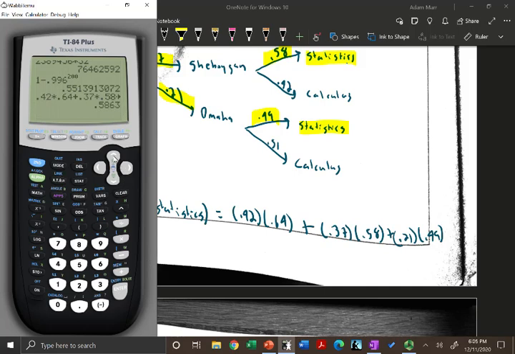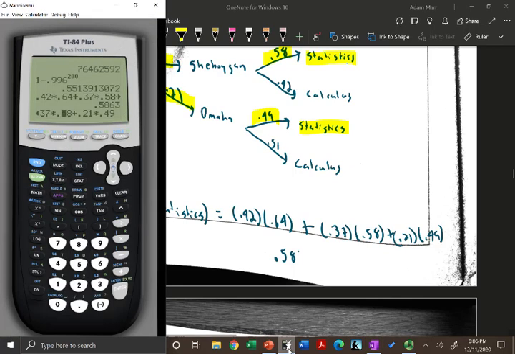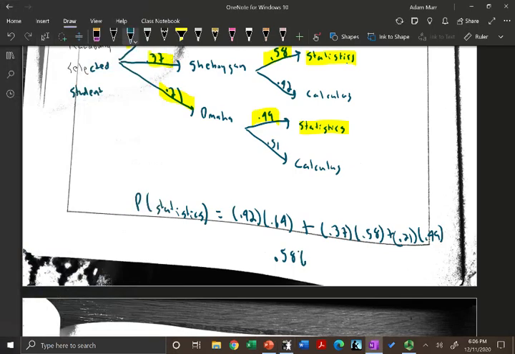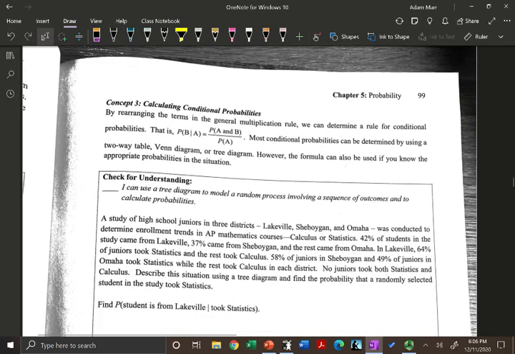0.5863. No problem. Just double check that there's no mistakes if you want to. But I think we're all good there. I usually have to double check because it's a computer calculator, but it looks pretty good. So 0.5863 is our answer. 0.5863 is the probability that a randomly selected student is taking statistics. Okay, there we go. Now the next one is calculating conditional probabilities.